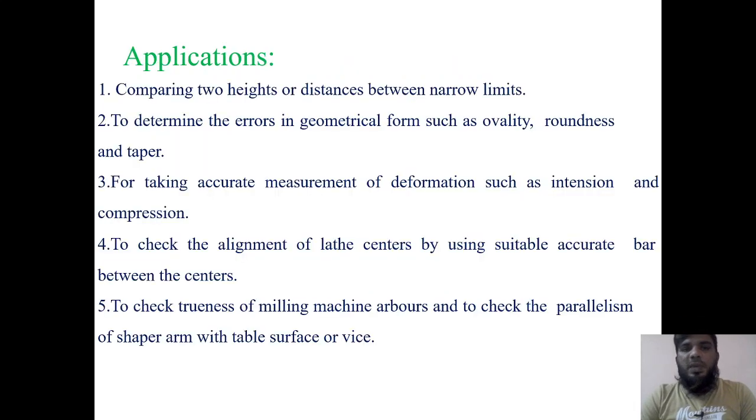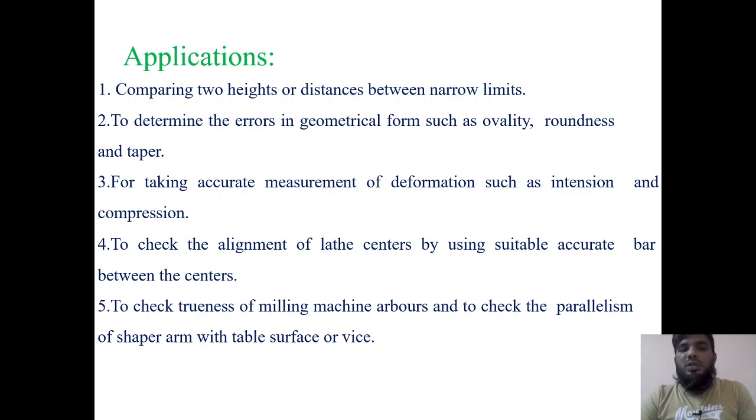Applications: comparing two heights or distances between narrow limits, to determine the errors in geometrical forms, as I have told. Circularity can be found, and ovality, roundness and taper can be measured. It is used for taking accurate measurements of deformation, such as intensity of compression. To check the alignment of lathe centers, how the lathe centers have been placed between the two jobs or between a job, that can be measured.